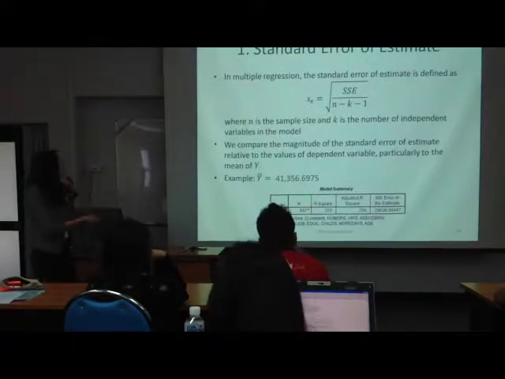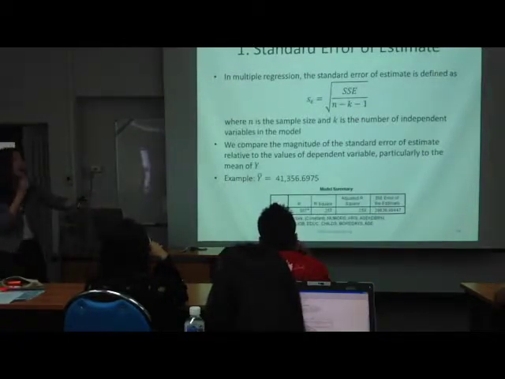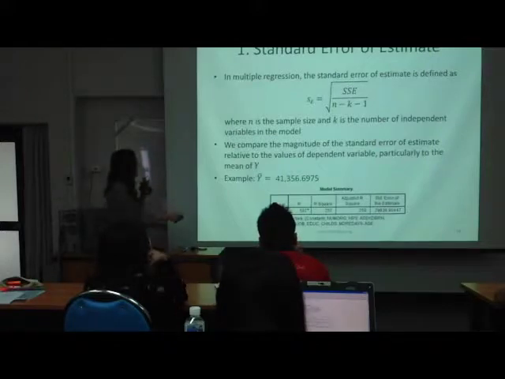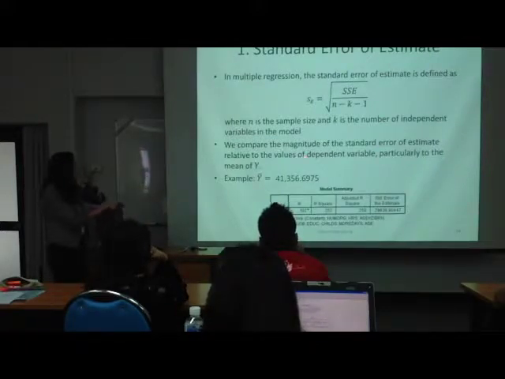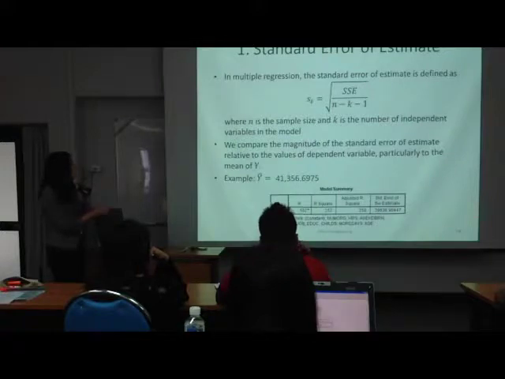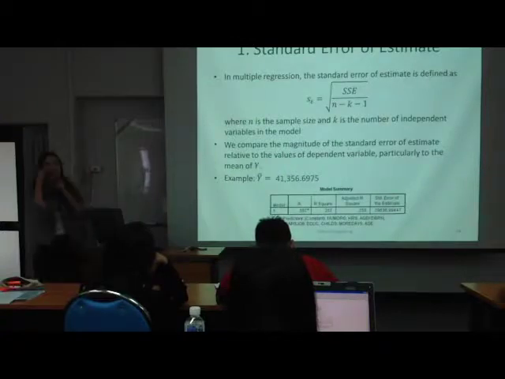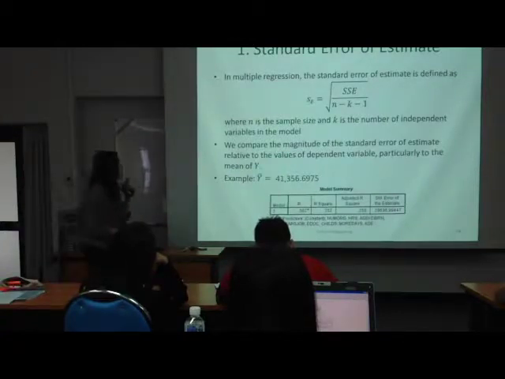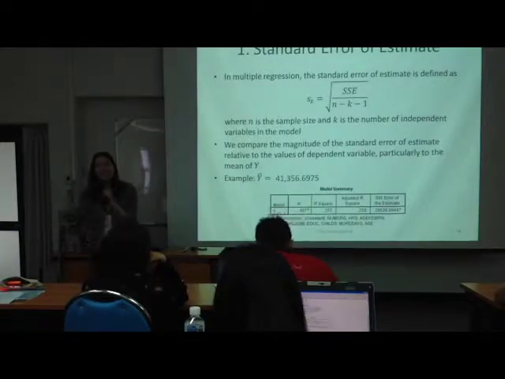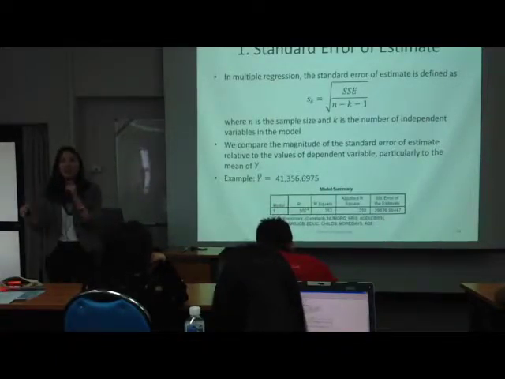So how can we use the standard error to check whether our model is good or bad? We're going to compare the magnitude of the standard error to the mean of y. Basically, we compare the value of y bar with s sub epsilon. So how do we find y bar? Yes, it's just the summation of yi divided by n.